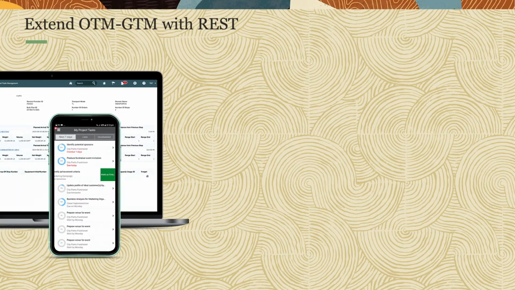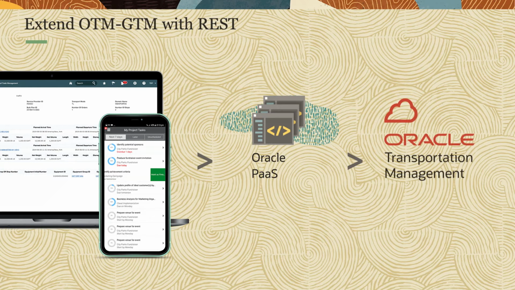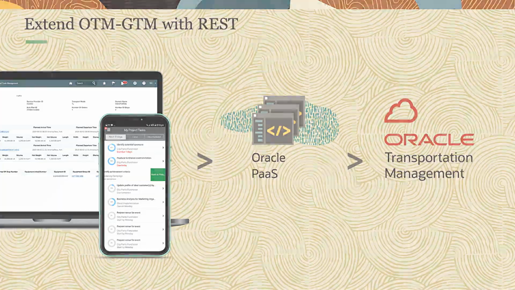In 20A, we continue to invest in expanding OTM and GTM REST API services. These public REST APIs are used to access data stored in OTM and GTM to construct user interface and business process integrations to other systems.